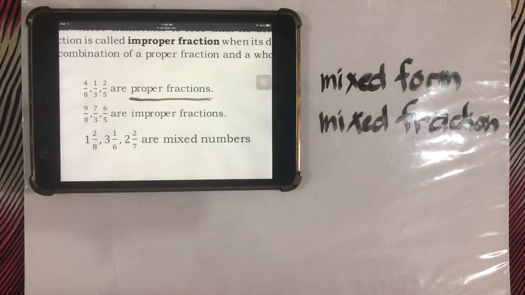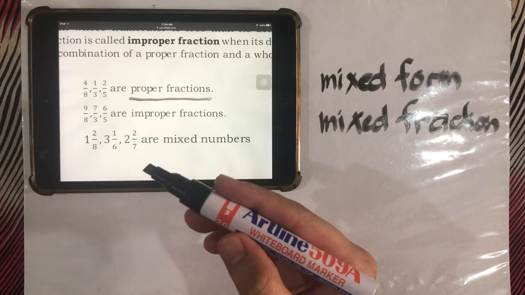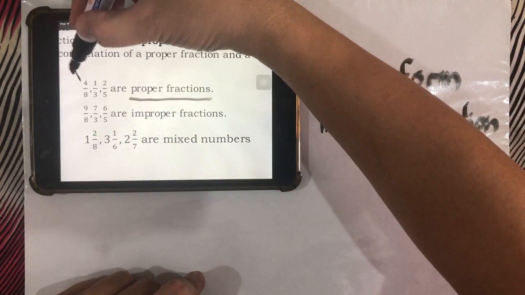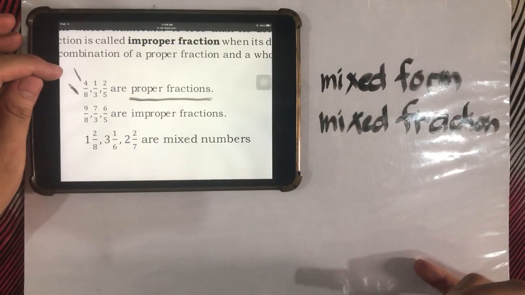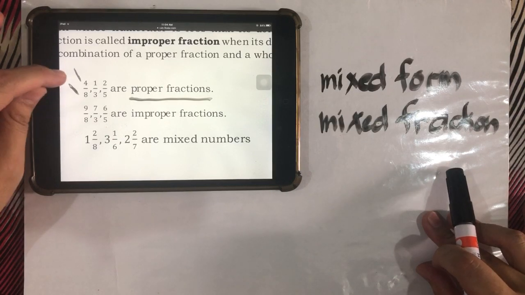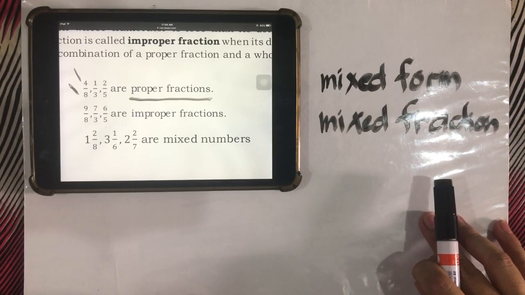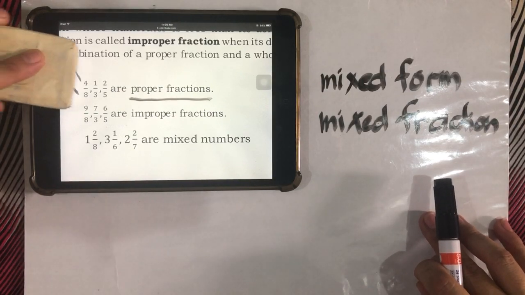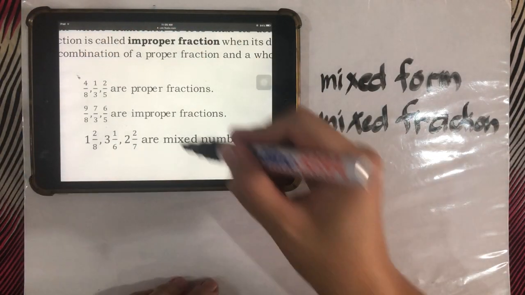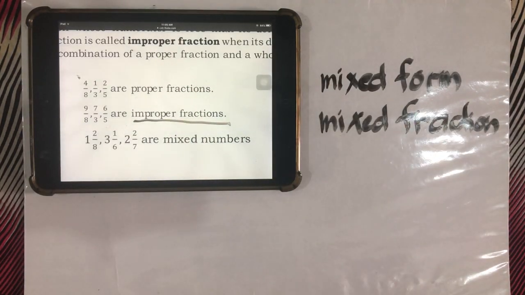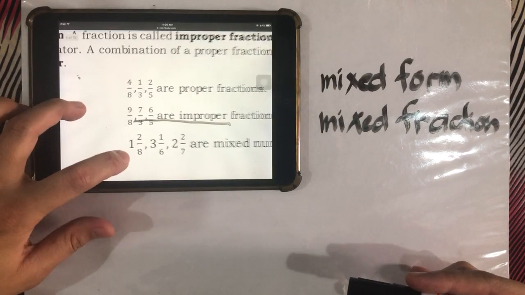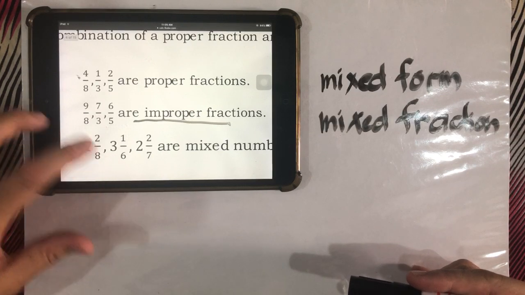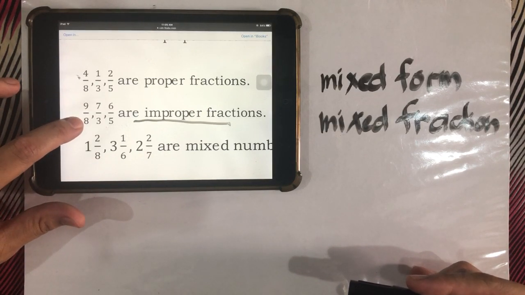Sa proper fraction, ang titingnan mo is for you to distinguish if it is called proper is you compare the numerator and the denominator. Sa proper fraction, mas mataas ang denominator kesa sa numerator. Okay, that's proper. Now, doon naman sa baba, yung improper fraction, baliktad naman. So, di ba? The numerator is bigger than the denominator.